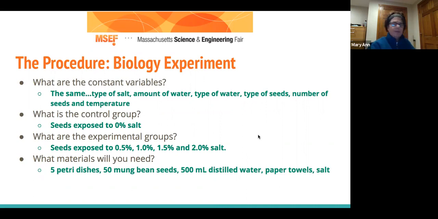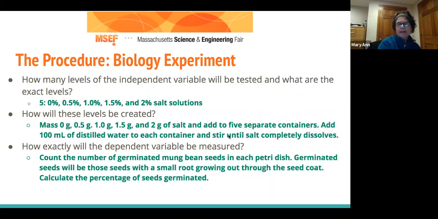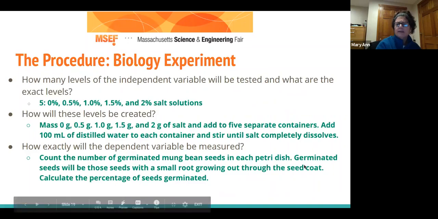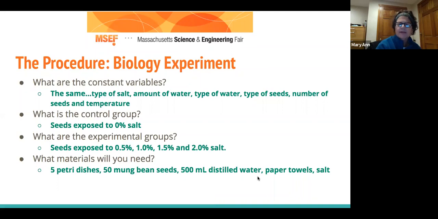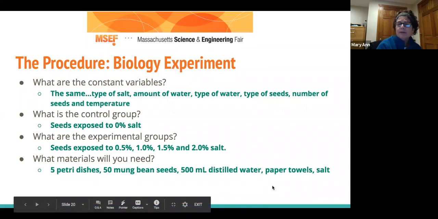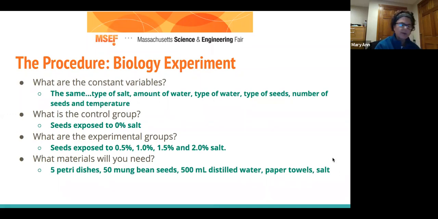And then this is so simple. All you need are Petri dishes and paper towels, but there's also these little foam things. You can put them in the bottom, like these kinds of things. And we put 10 seeds in each dish. And then this one you do need distilled water, because you don't want to use tap water just in case there's anything in there. Paper towels could be cut up to put into the bottom of the Petri dishes. And then you need salt, just regular table salt will do.